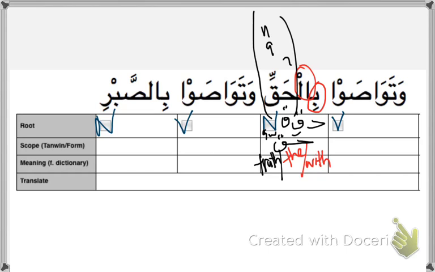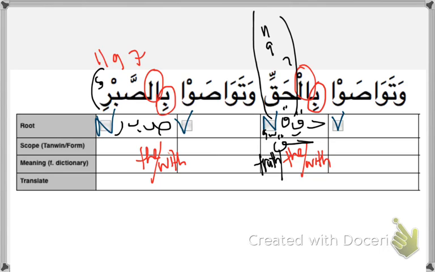Okay, let's go to the next one, which is bis sabri. It's the same thing with and the, and then you are left with 7, 9, 11, which is the roots for this word, sa, ba, and ra. And then when you scope it, it will have a tanween at the back. That is the word that you need to find in the dictionary. And when you find it, you will find the meaning as patience.